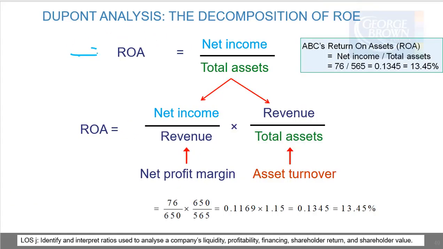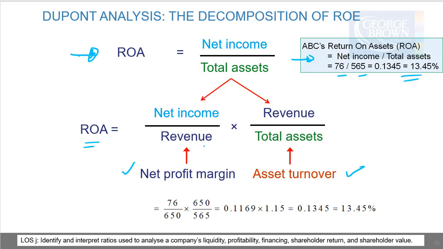So now we're doing the decomposition of return on assets. So recall, return on assets, net income divided by total assets. So we've done that. That's a profitability measure. And for ABC company, 76, net income divided by total assets, 565. So we had 13.45%. Again, I've used some color coding here. We can see that we can further decompose return on assets into net income divided by revenue, which gives us now our net profit margin, times revenue divided by total assets, what we call asset turnover.